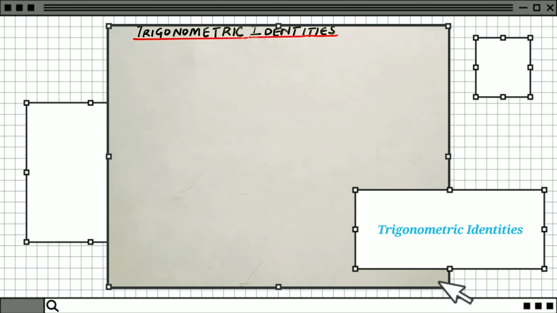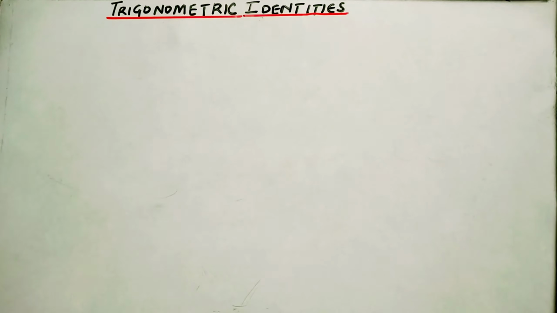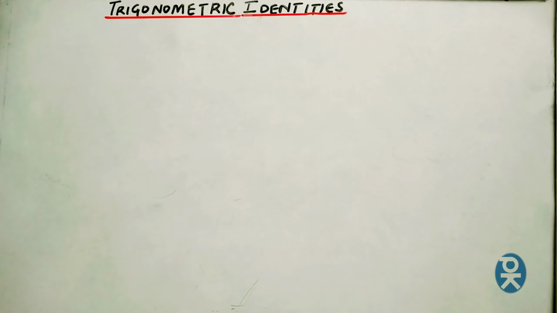In my today's video, we will discuss trigonometric identities. So let's begin. You may know that an equation is called an identity when it is true for all values of the variables involved. Similarly, an equation involving trigonometric ratios of an angle is called a trigonometric identity if it is true for all values of the angles involved.